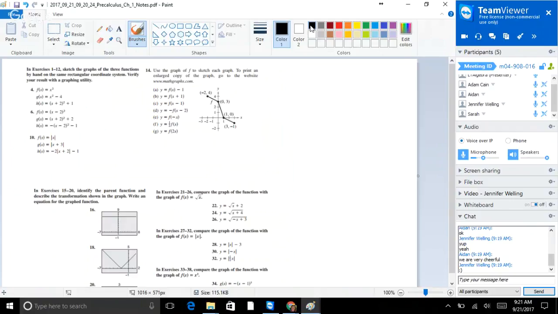That doesn't matter to me. Well, we kind of just did absolute value, so we don't want to do 10. So let's do number 6.